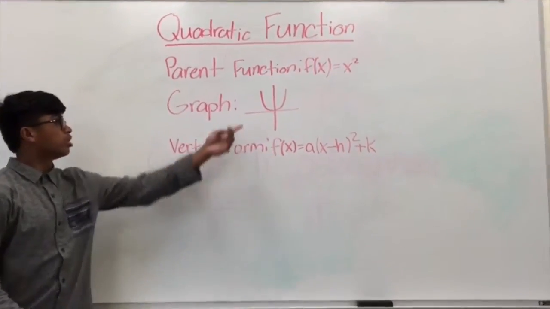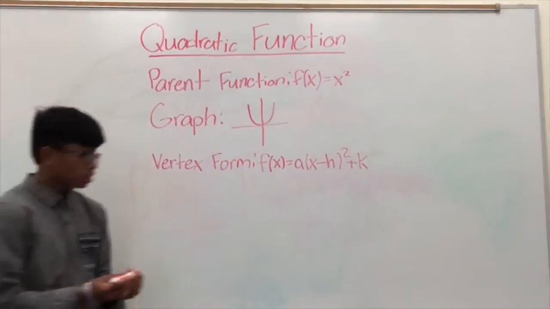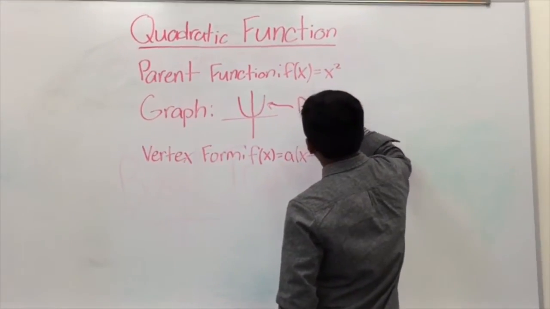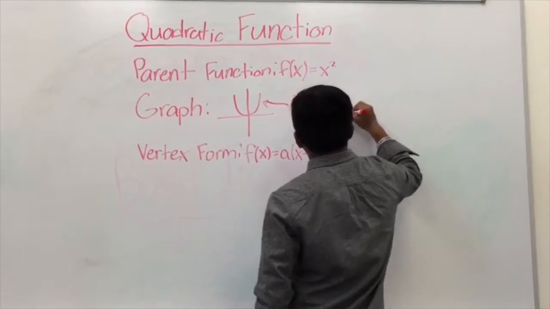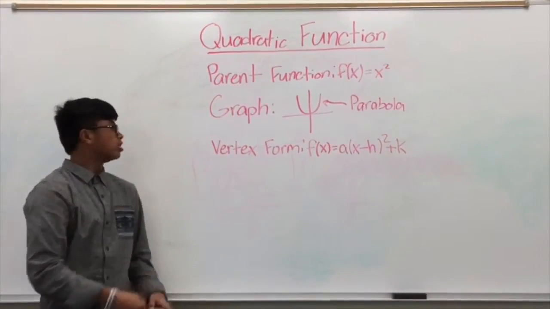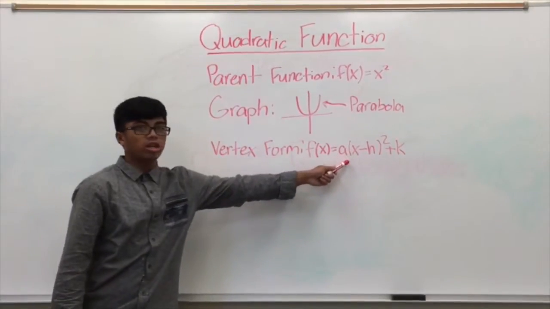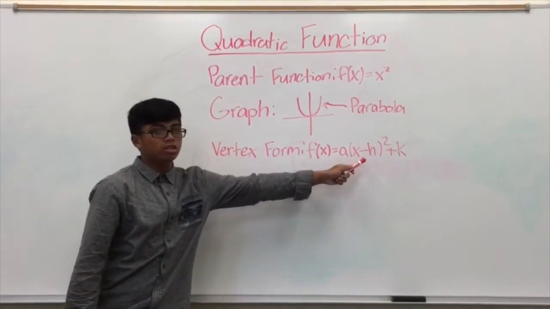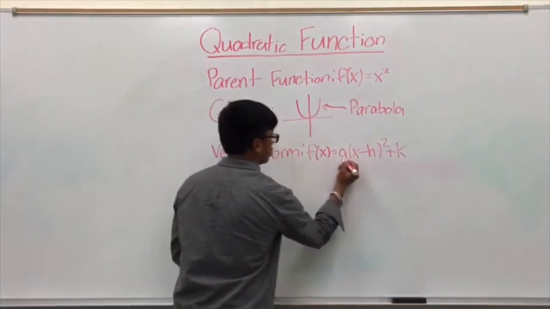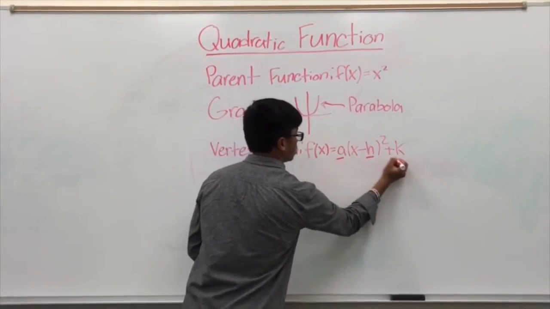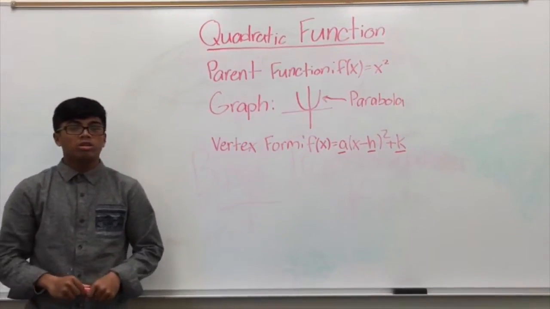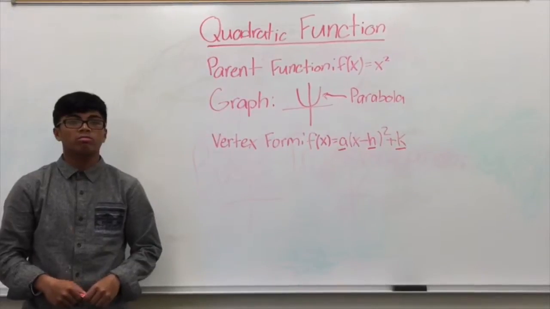On a graph it will look like this, and the shape it makes is called a parabola. And the vertex form of a quadratic function is f of x equals a(x minus h) squared plus k. And the letters a, h, and k help the function move across the graph.